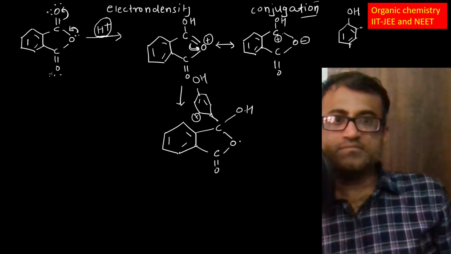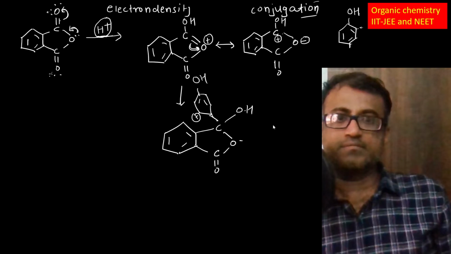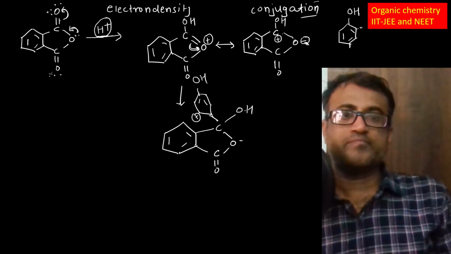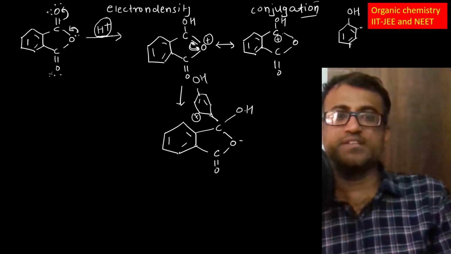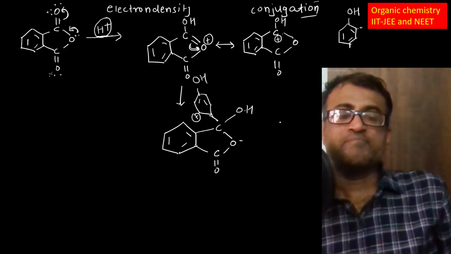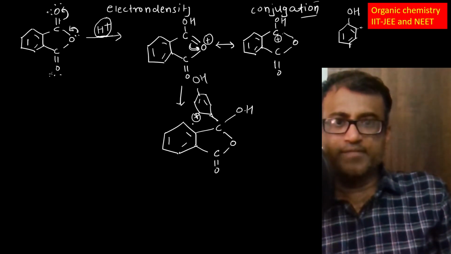Excuse me friends, this oxygen will not have any charge because already it is positively charged. When this pi electron shifts over here, this becomes neutral. There was a small mistake, correct it. So friends, here we have positive charge on the phenol ring.